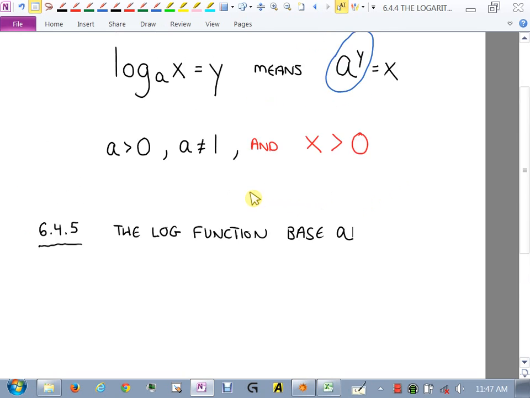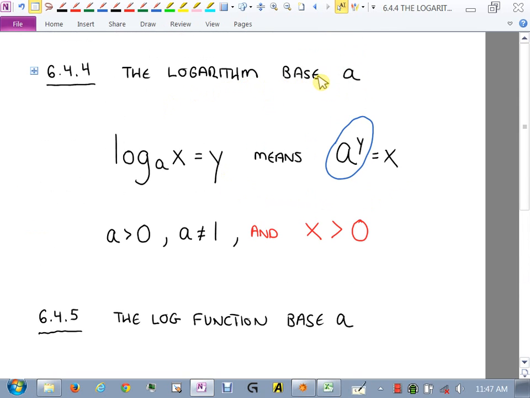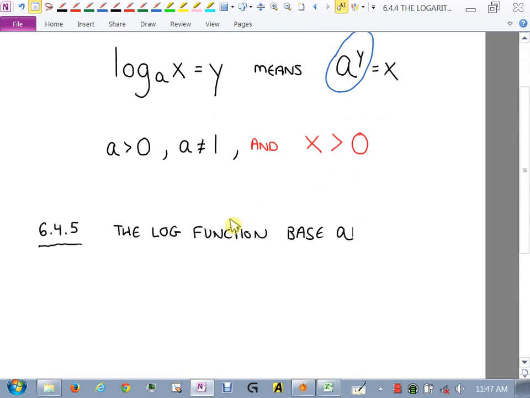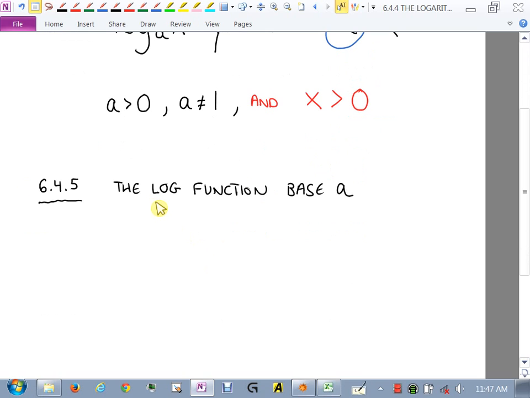So before this note, I told you what a logarithm base A means. And in this note, I'm going to define what's called the log function. I'm going to call it this. F of x is a function, and it is simply log base A of x. That's it. That's the function. You give me an x, it spits out an answer.